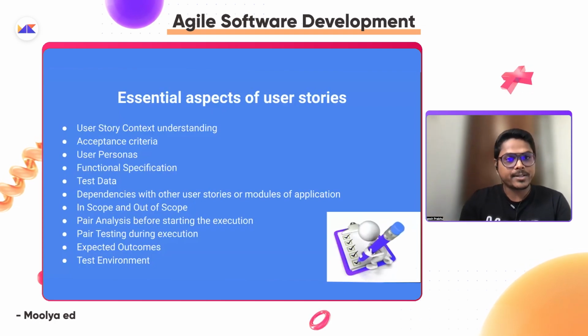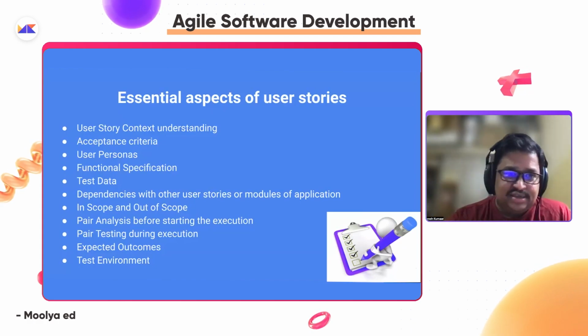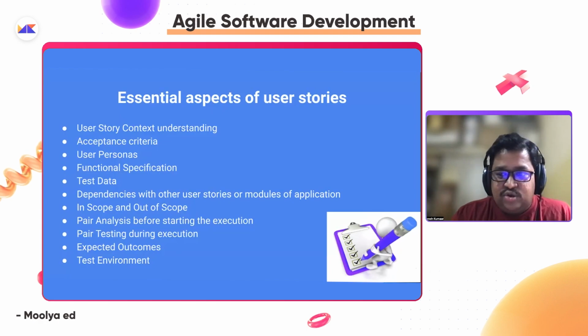So from the product perspective, let's move to the essential aspects of the user stories that we start focusing on. Yeah, sure. When we say essential aspects, this is specifically from the tester's perspective. We are not going to discuss what the user story should contain, whether it should have acceptance criteria and all those things.